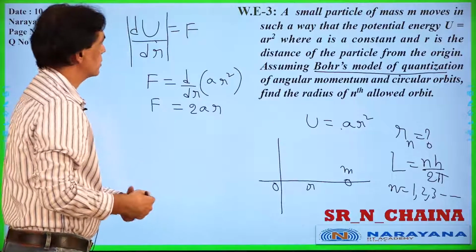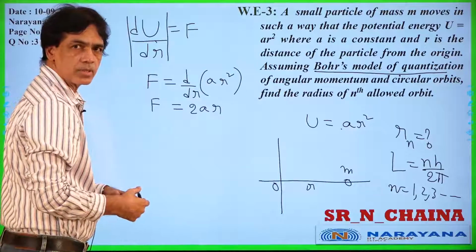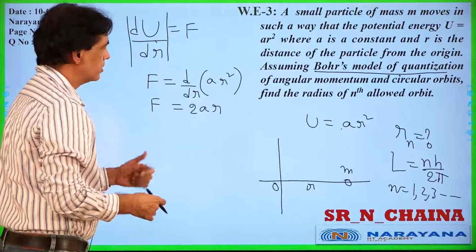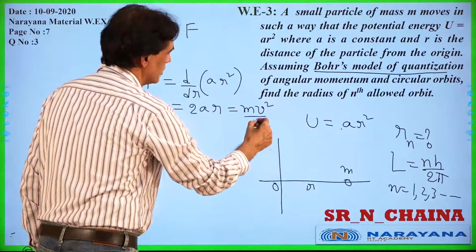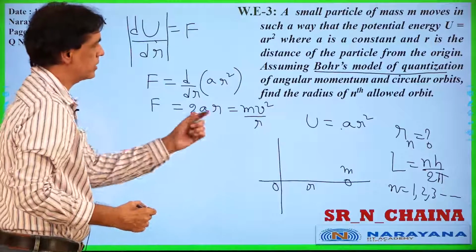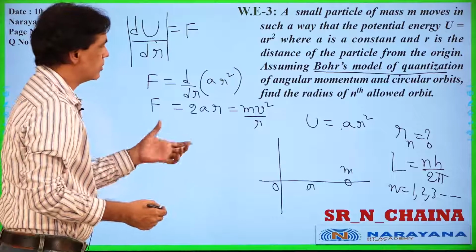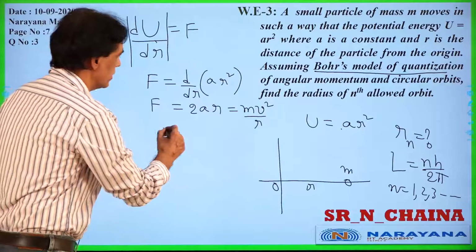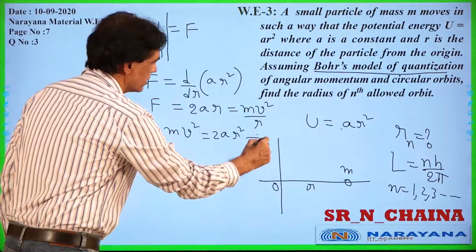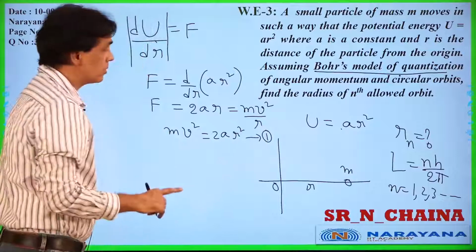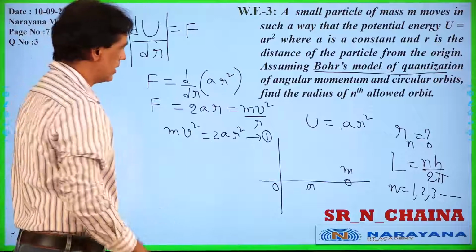If it is the force, then it should be providing the necessary centripetal force according to the first postulate. Am I correct? Therefore, I'll equate it to m v square by r. According to Bohr's first postulate, this is the force between this particle and the center, which provides the necessary centripetal force. From this, I can write m v square equal to 2 A r square. This is my first equation from Bohr's first postulate. From the first postulate, we get m v square equal to 2 A r square.